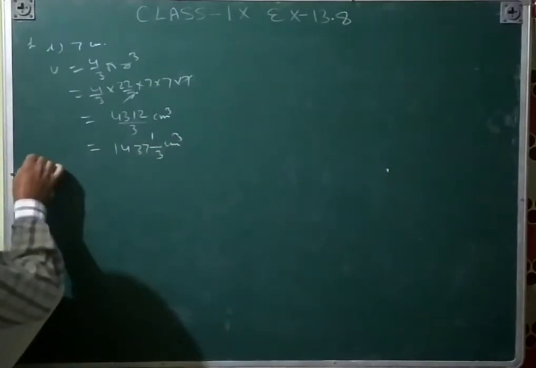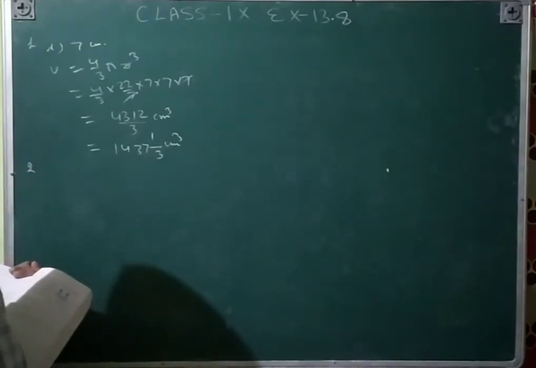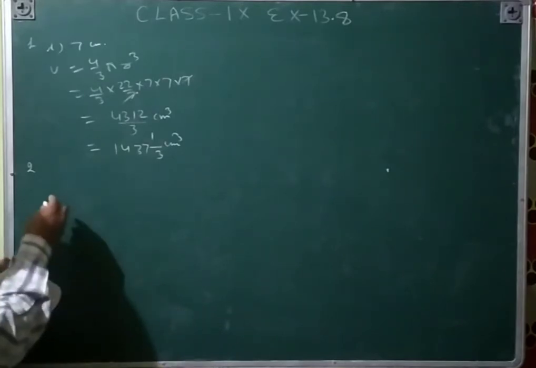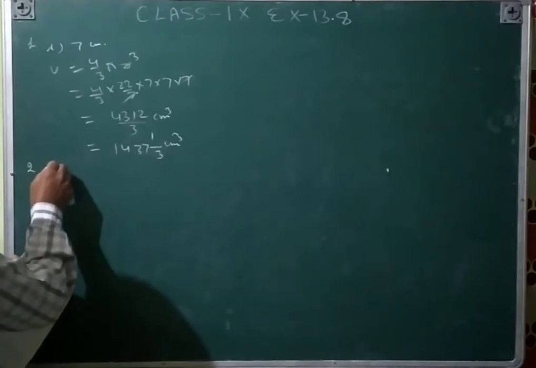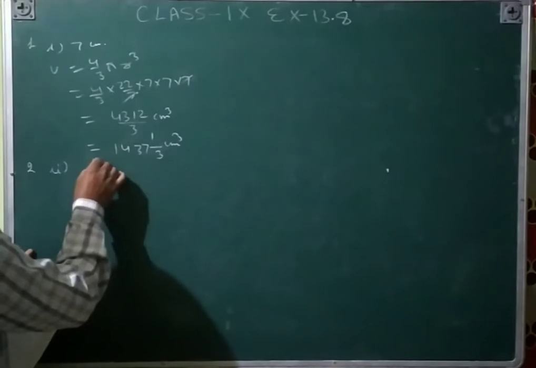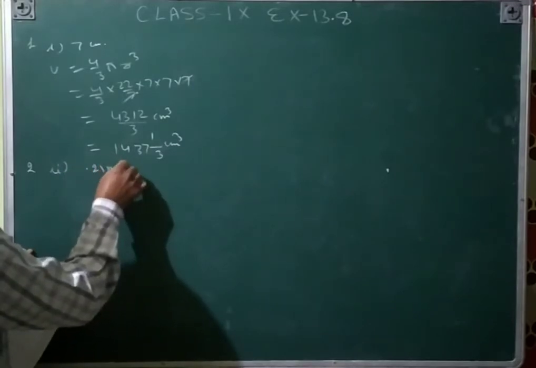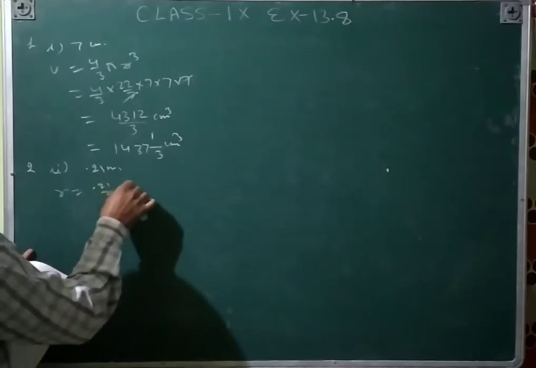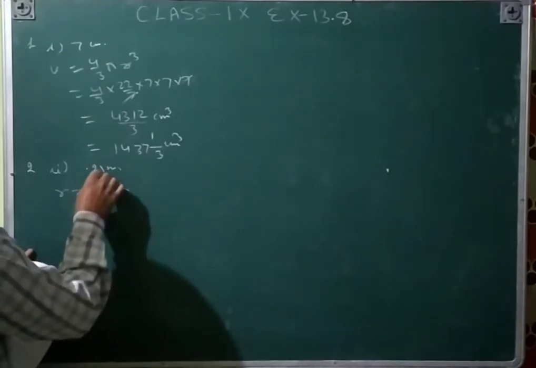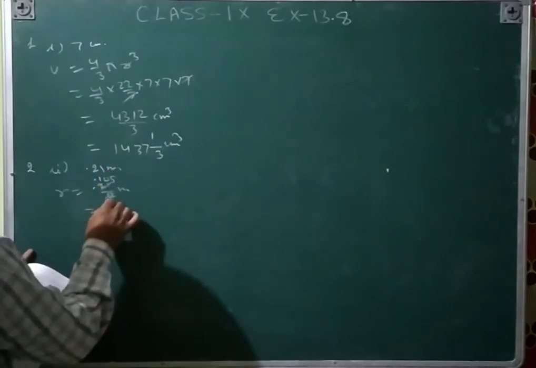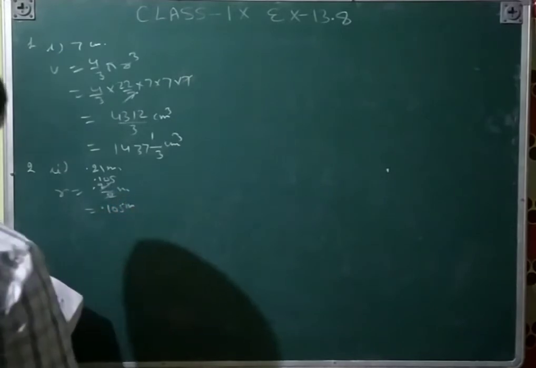The second question: find the amount of water displaced by a solid sphere whose diameter is given. The diameter is 0.21 meter. So r will be 0.21 upon 2 meter. That will be 0.105 meter.